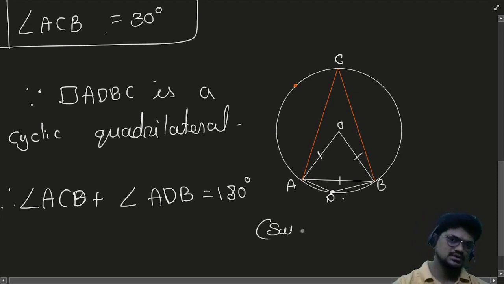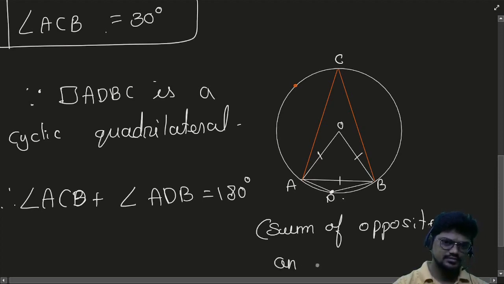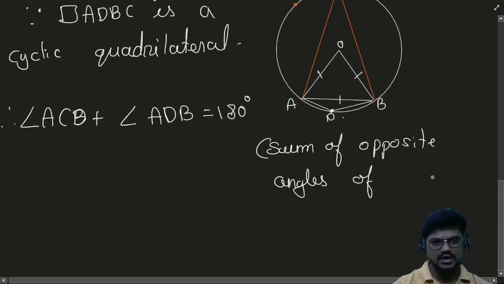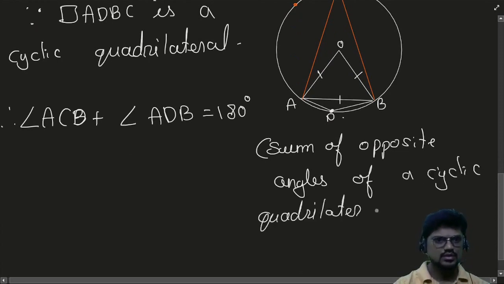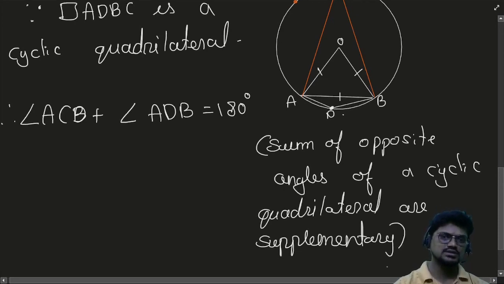The reason is the sum of opposite angles of a cyclic quadrilateral. The sum of opposite angles of a cyclic quadrilateral is 180. They are supplementary, you can say. Yes, we can also say they are supplementary.